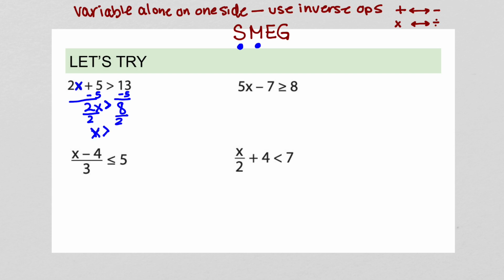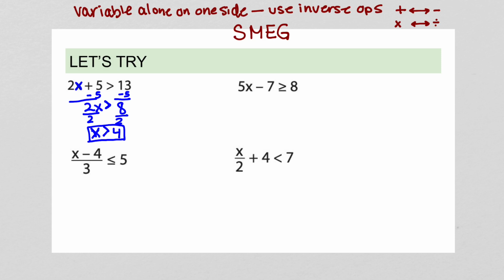And on the other side, I can simplify 8 divided by 2. 8 divided by 2 is just 4. So x is greater than 4. That's the solution to the inequality. All right, so let's try it again. I'm going to start back over.